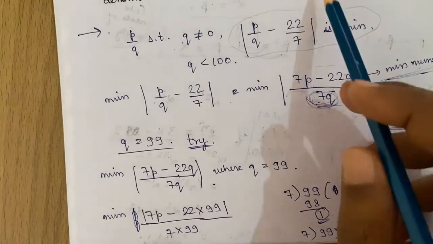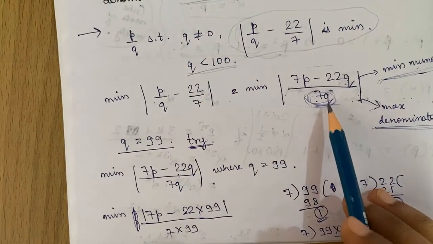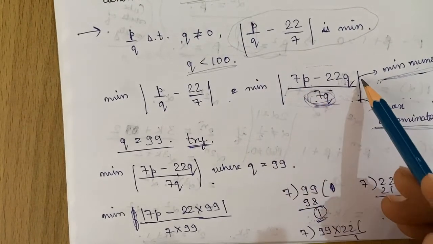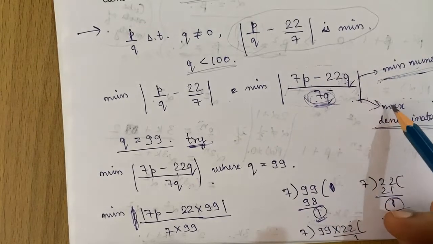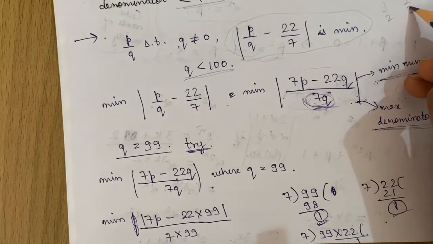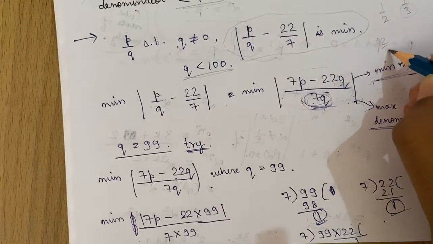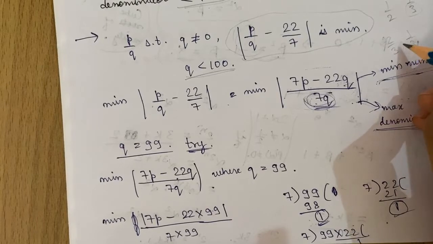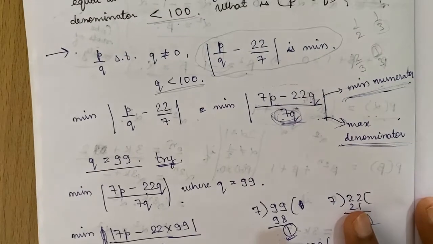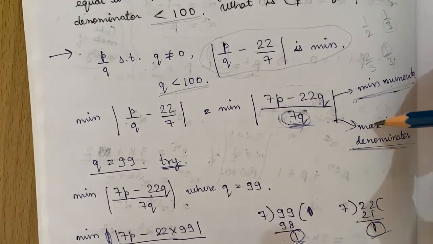Now we have this condition on the denominator that it should be less than 100. A fraction is minimum if its numerator is minimum and the denominator is maximum. For two fractions, let's say 1 over 2 and 1 over 3, 1 over 3 is smaller because the denominator is larger. Similarly, for 2 by 3 and 1 by 3, 1 over 3 is smaller because the numerator is smaller. So we want to make the numerator as small as possible, keeping the denominator as large as possible.